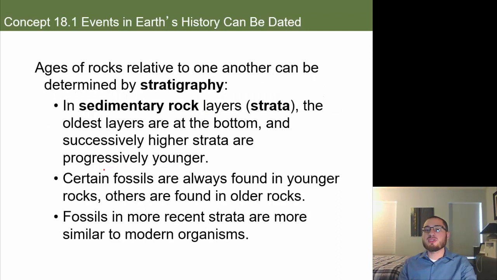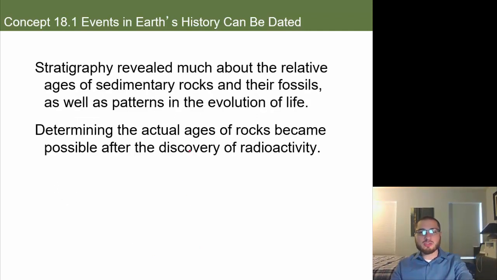The age of rocks relative to one another can be determined by stratigraphy, which is looking at the layers. In sedimentary rock layers, or strata, the oldest layers are at the bottom, and successively higher strata are progressively younger. Certain fossils are always found in younger rocks, others are found in older rocks. That supports the idea that we go from simple to more complex, and fossils in more recent strata are more similar to modern organisms or complex organisms. So stratigraphy reveals much about the relative ages of sedimentary rocks and their fossils, and really tells us about evolution.